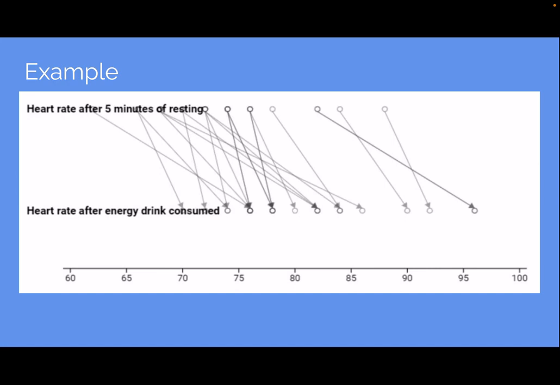Here's an example. This is looking at people's heart rate after having an energy drink compared to just at rest. You can see each of these arrows are all sloping from the top to the bottom to the right. All of them are going to the right. So that means that we went from a lower heart rate to a higher heart rate because it went up the scale. So that's how you describe what's happening.